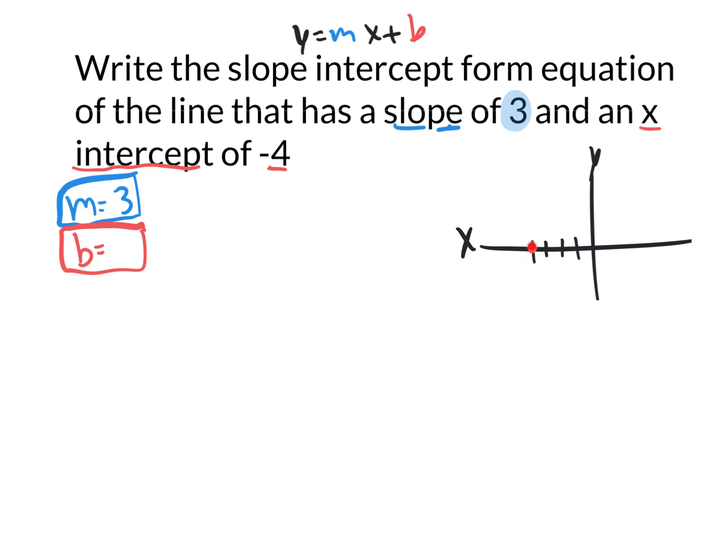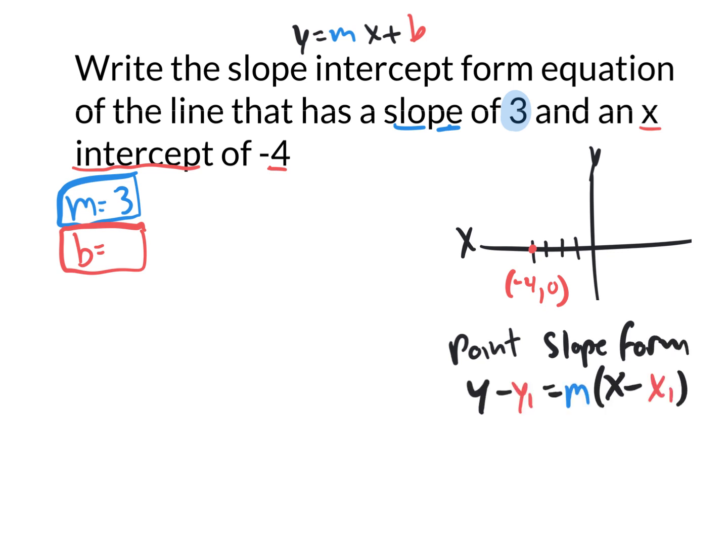The location of this red dot is what? -4, 0. So they're giving us a point and a slope. So even if they want us to write it in slope-intercept form, they're giving us a point, -4, 0, and a slope. So I would go with point-slope form. And what is point-slope form? It's y minus y1 equals m parenthesis x minus x1. And when we use it, I recommend going with blank spots, right? Y minus y1 equals m parenthesis x minus x1 with blank spots.